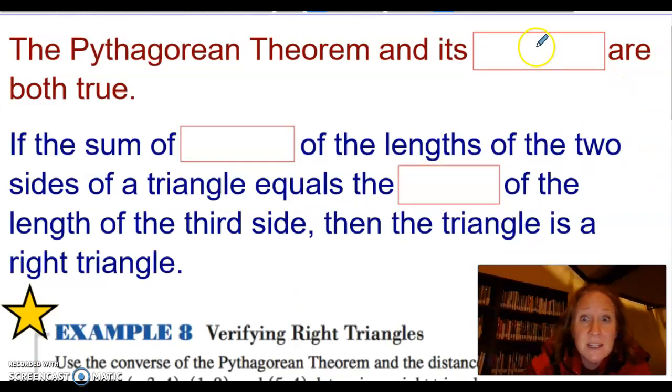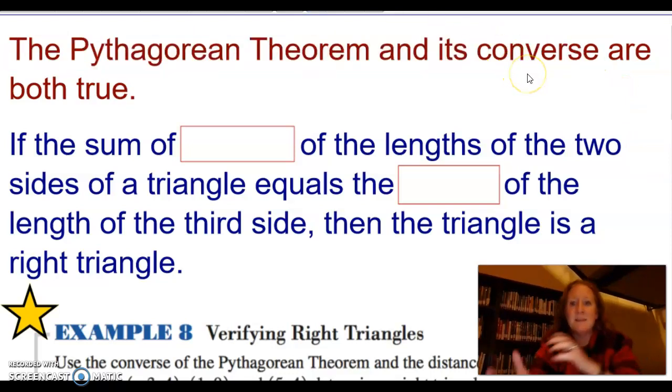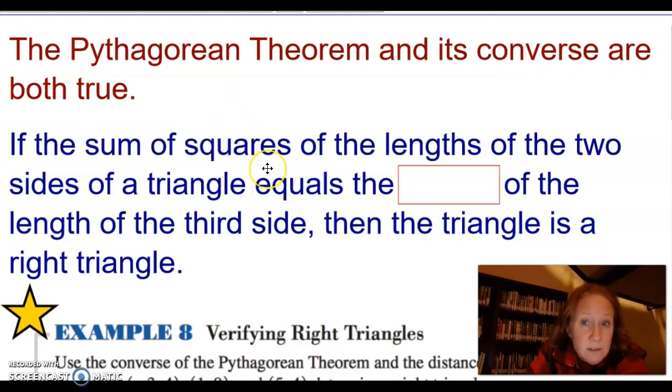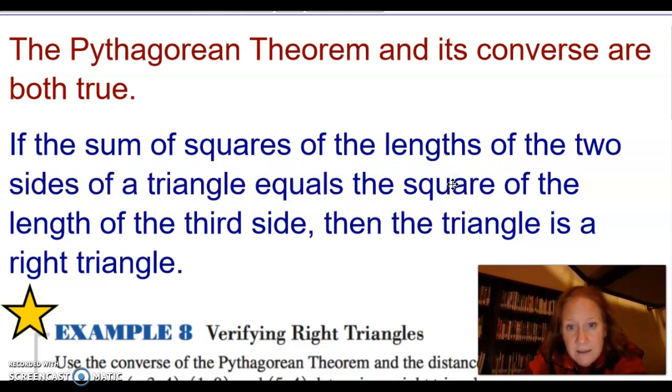The Pythagorean theorem and its converse. That means, so like a squared plus b squared equals c squared, and if c squared is true, then you can go back and forth. a squared plus b squared equals c squared, but c squared equals a squared plus b squared. That makes it a right angle. So let's see. What does this say? The sum of the squares of the lengths of two sides of a triangle equals the square of the length. So a squared plus b squared equals c squared.